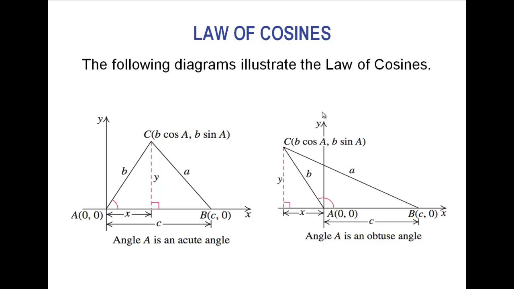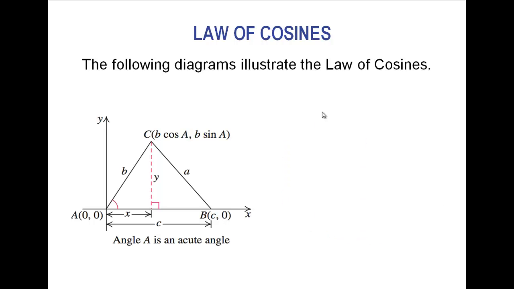A right angle is neither acute nor obtuse. It's right in between at 90. But with these 2 groups, we have all triangles. Let's just look at the left one.